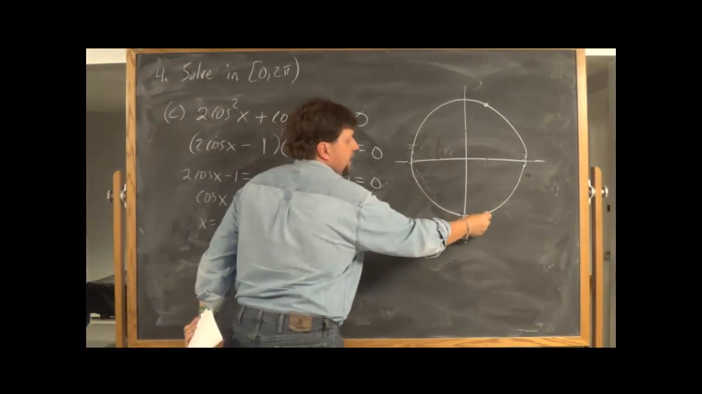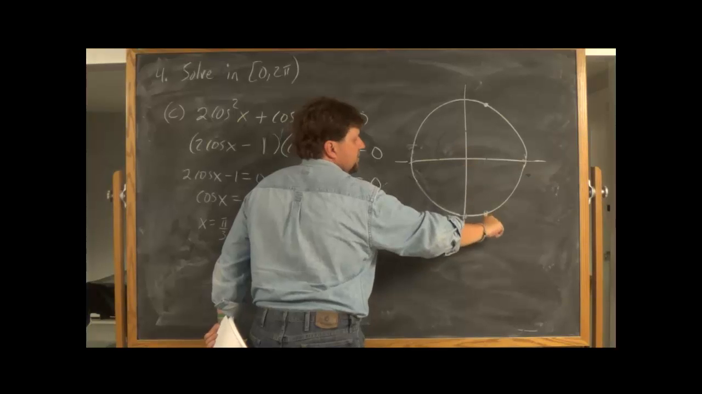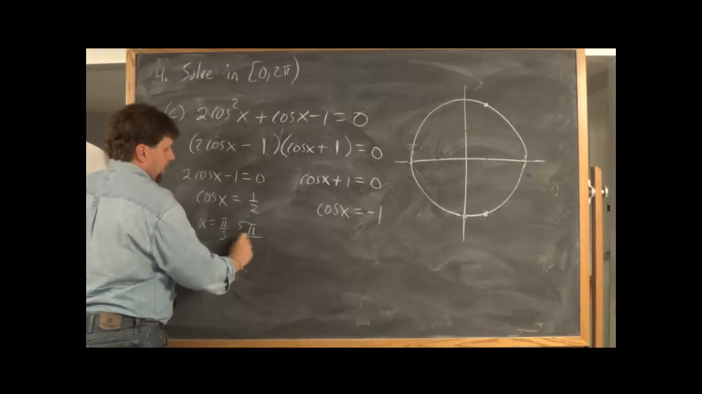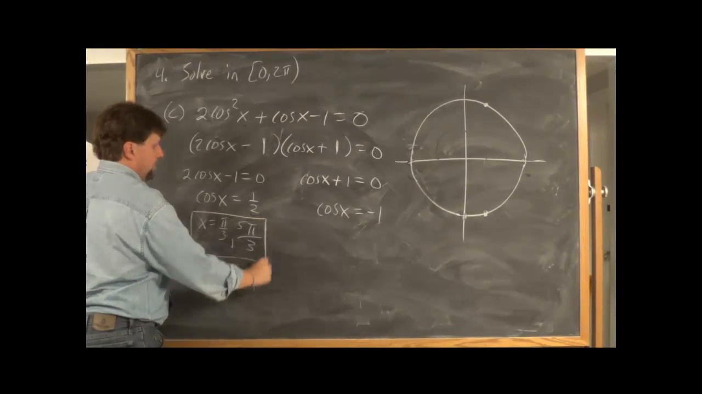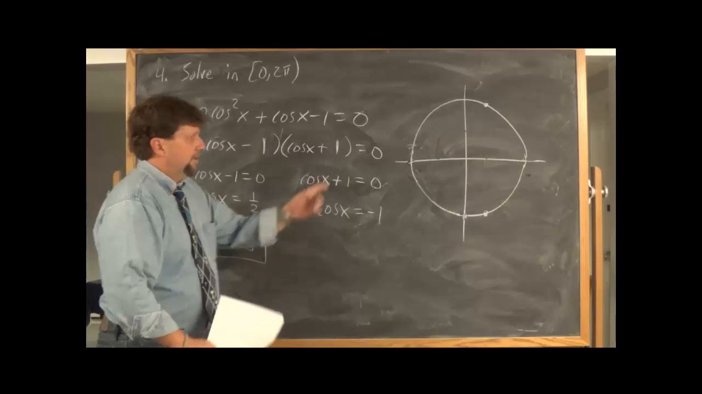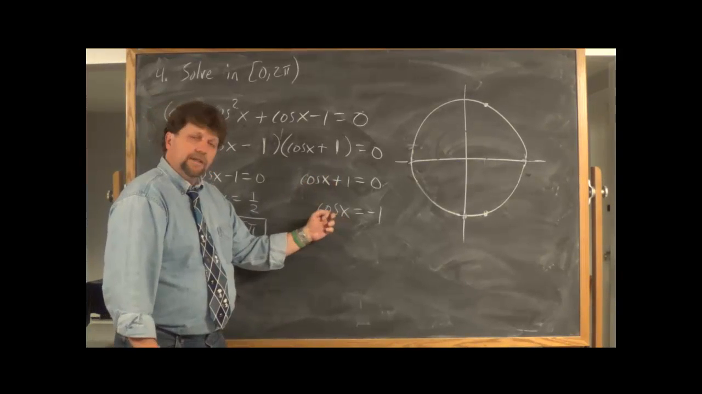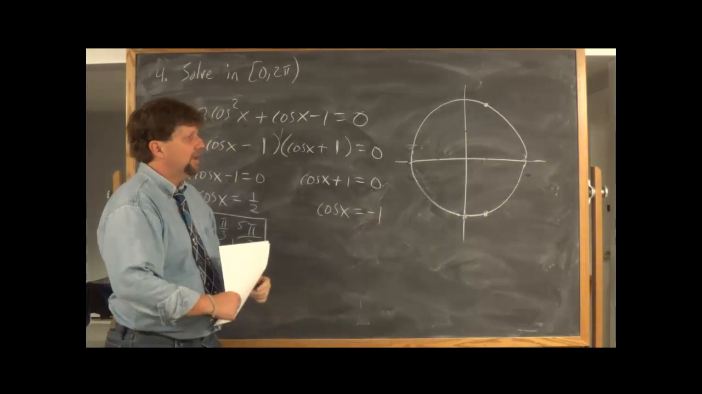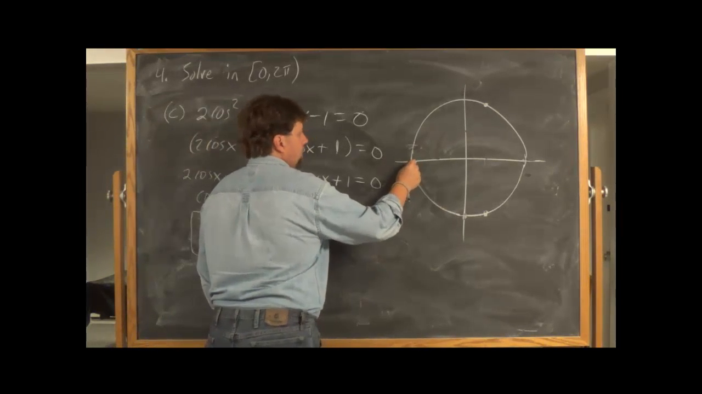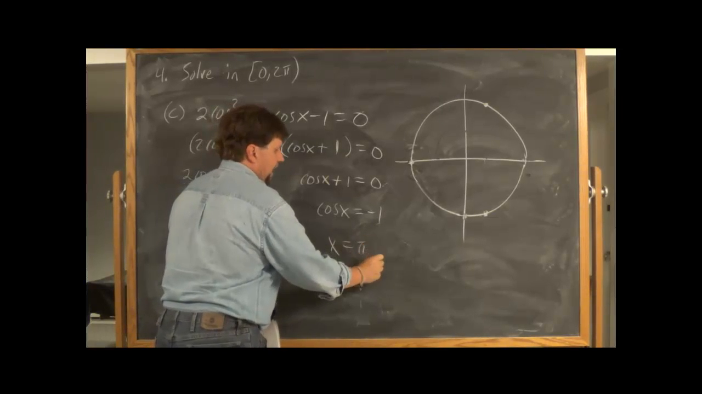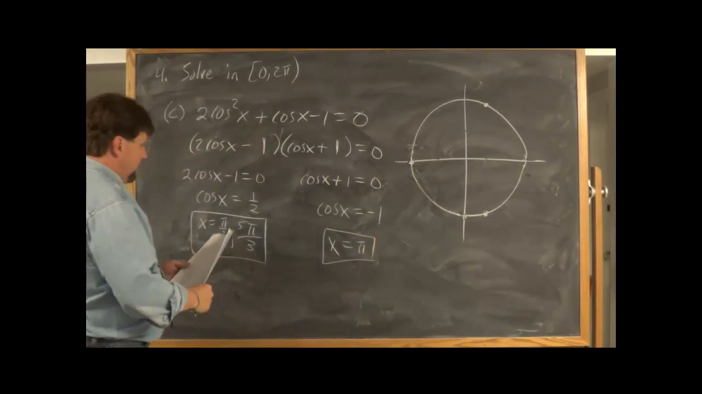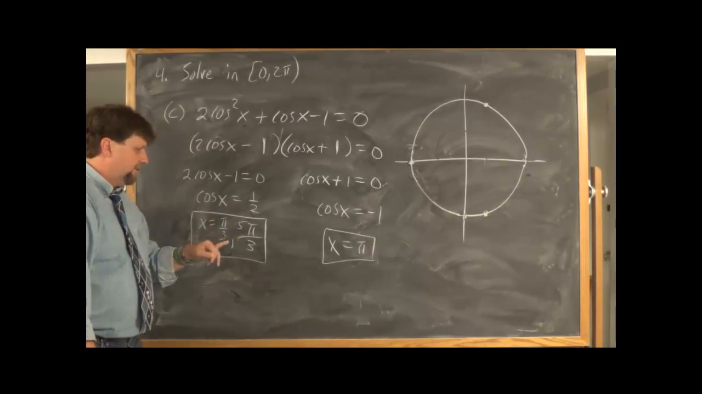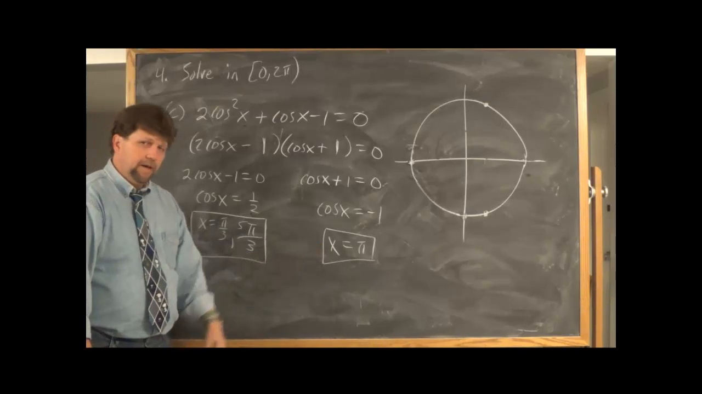And the angle down here, the angle that would come around and intersect the unit circle in quadrant 4, is 5 pi over 3. Where on the unit circle will you find an x-coordinate? This is cosine. Cosine is an x-coordinate. Where will you find an x-coordinate of -1? That's right here, which is at pi. So for part C, hopefully you have the 3 solutions: pi over 3, 5 pi over 3, and pi.